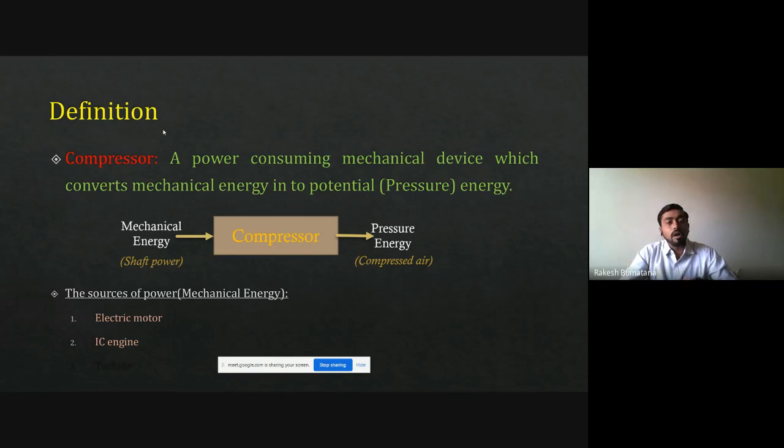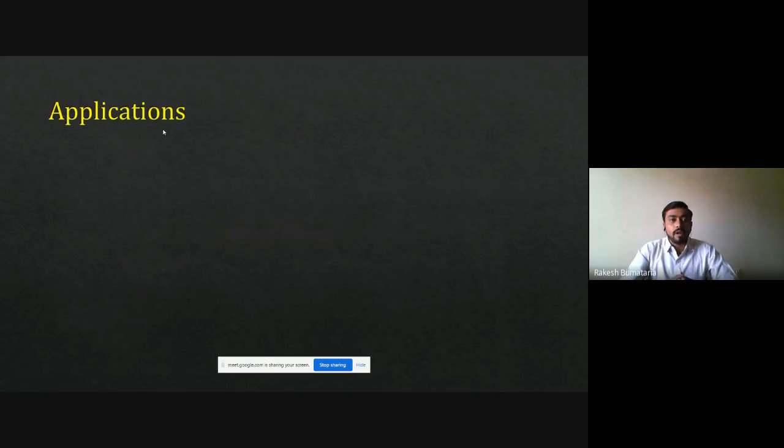And the third most important source of power is the turbine. This option is used only in a gas turbine power plant, where the turbine side shaft is directly coupled with the compressor, so that the gas turbine will supply mechanical energy to the compressor. So there are basically three sources of power to run the compressor: electric motor, IC engine, and turbine. Clear? Good. Now let's discuss applications of compressor.